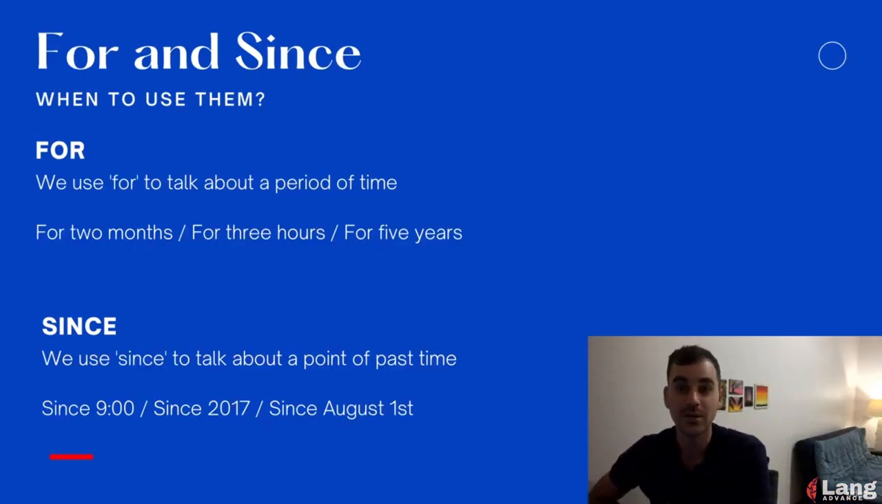A very common question is, when do we use for and when do we use since? There's a pretty easy rule for this. We use for to talk about a period of time. For example, for 2 months, for 3 years, for 5 years. We use since to talk about a point of past time. Since 9 o'clock, since 2017, since August 1st.